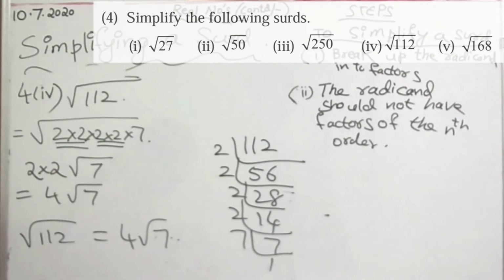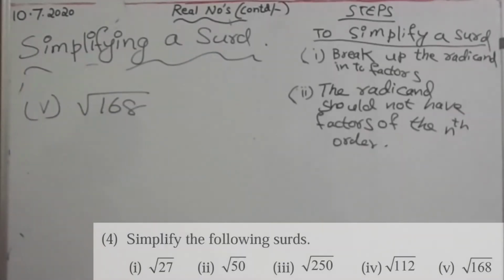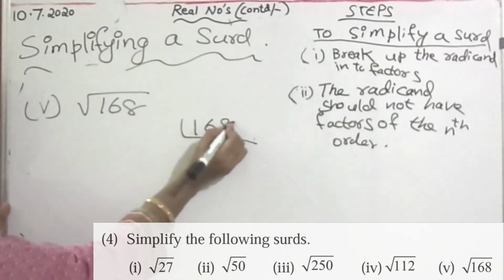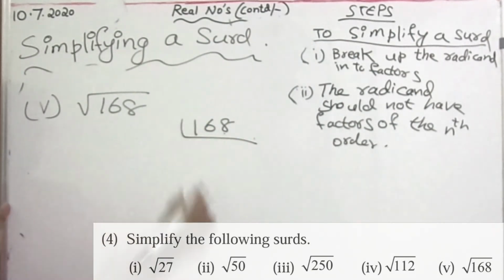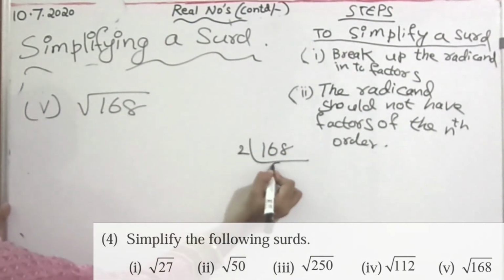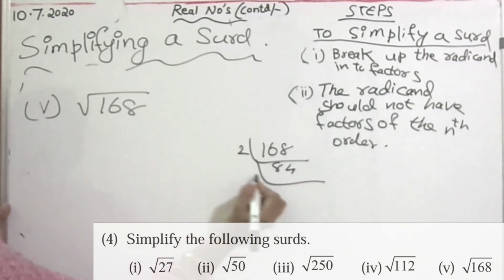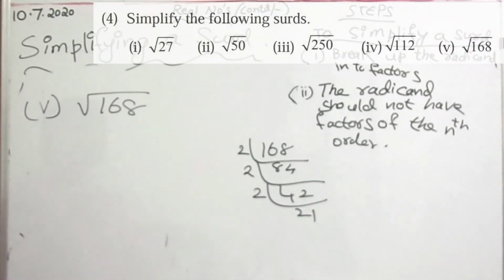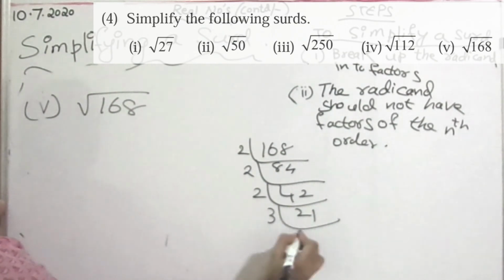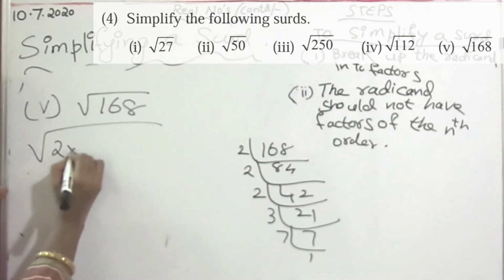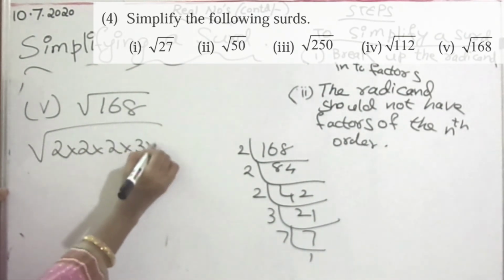Yes. Last sum, root of 168. Let us do that sum. Root of 168. What are the factors of 168? It's ending in 8. So 2 will go, 2 8s are 16, 2 4s are 8. Again 2 will go, 2 4s are 8, 2 2s are 4. Again 2 will go, 2 1s are 2. Now 2 will not go, 3 will go. 3 7s are 21 and 7 1s are 7. So write down the factors inside. 2 into 2 into 2 into 3 into 7.